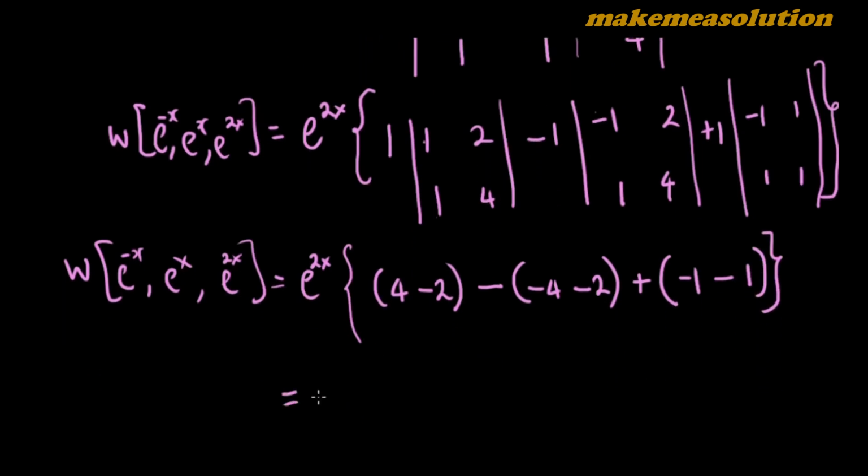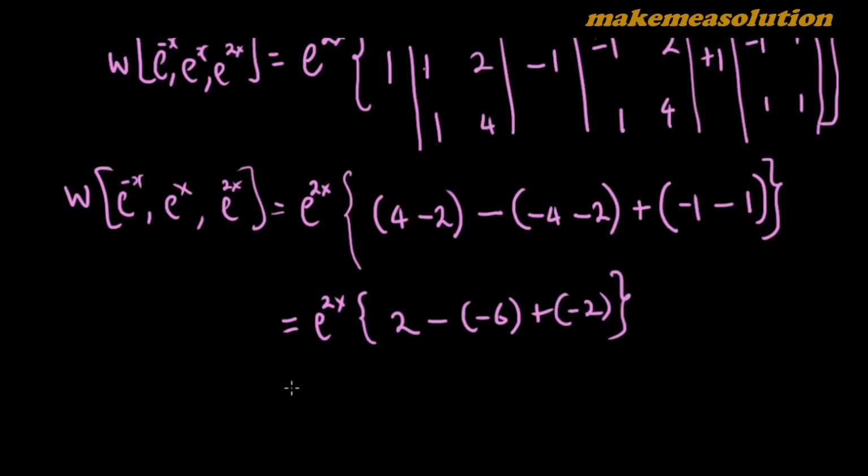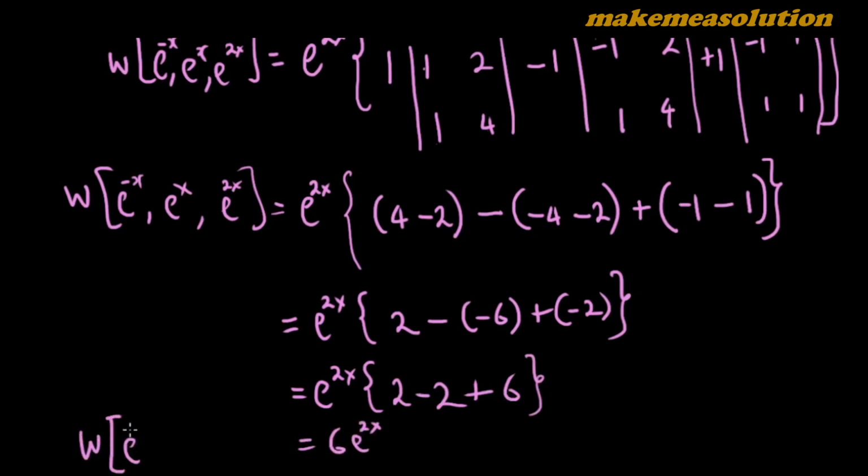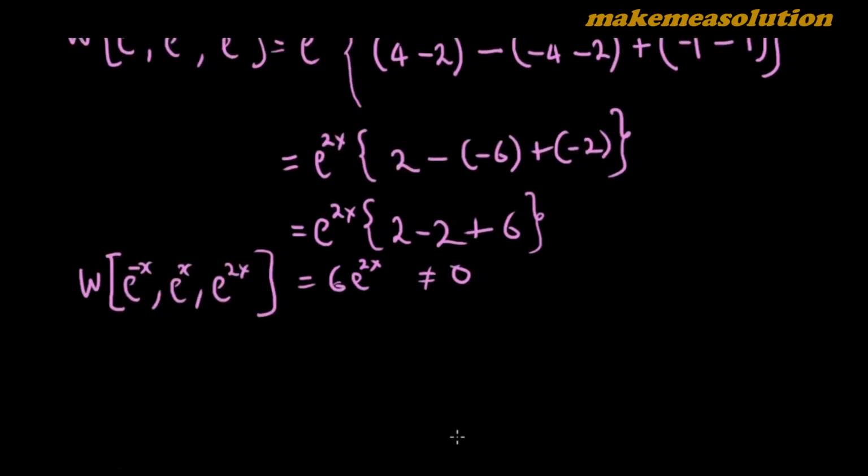So if we solve, we have exponential 2x into 4 minus 2 is 2. Then 2 minus 4 minus 2 is minus 6. And we now have plus, minus 1 times minus 1, what is that? Minus 2, like this. So when we resolve, we're going to get exponential 2x times 2 minus 2 plus 6, and this is 6 exponential 2x. So our Wronskian for e to the minus x, e to the x, and e to the 2x is 6 exponential 2x. This is not equal to 0.